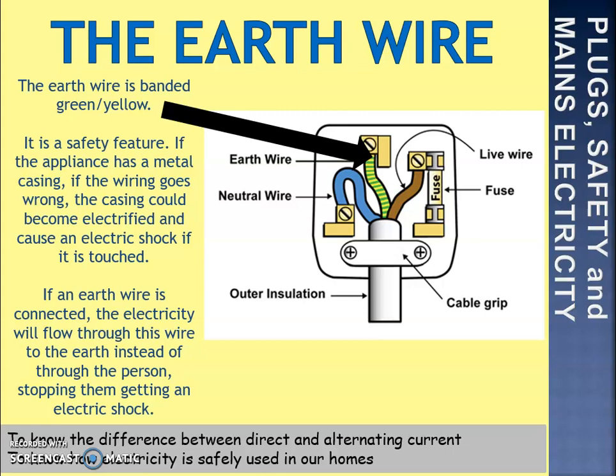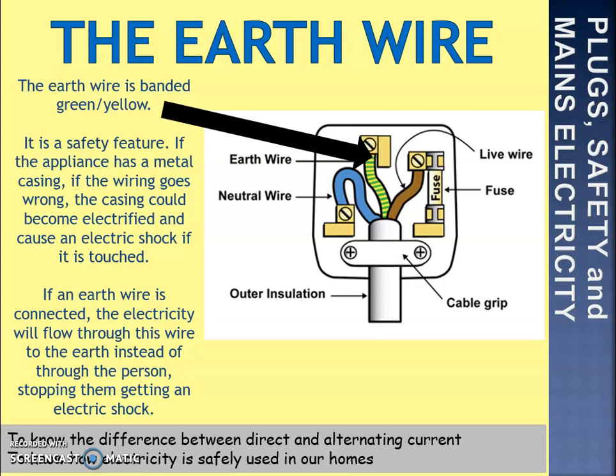Now, the earth wire is a safety feature, so it stops us from getting electric shocks from any of our appliances. So let's say if an appliance has got a metal casing and the wiring inside that casing goes wrong, some of the wiring becomes loose or free and touches that metal casing. That casing could become electrified, and if you touch that, you'll get an electric shock.